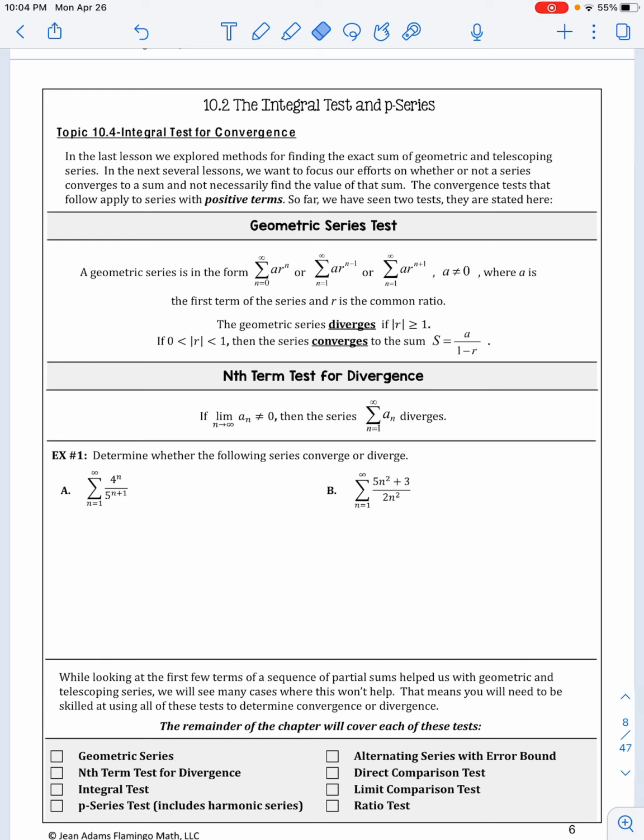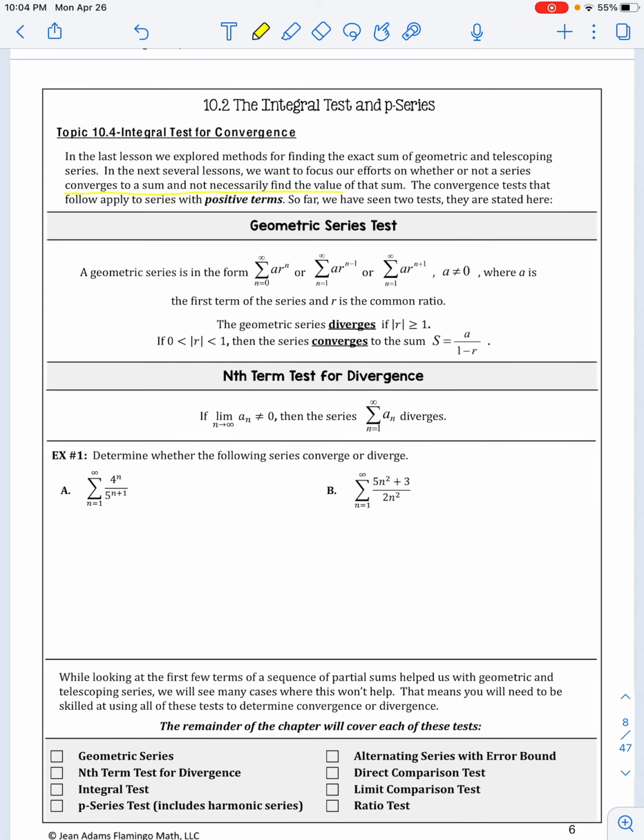10.2, the integral test and p-series test. In the last lesson, we explored methods for finding the exact sum of geometric and telescoping series. In the next several lessons, we want to focus our efforts on whether or not a series converges to a sum, and not necessarily find the value of that sum.